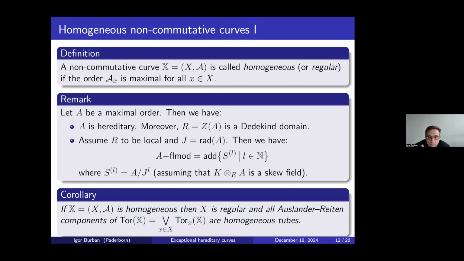So representation theorists have seen tubes many times. So it is a setting. It need not be so in general for arbitrary non-commutative curves, but for homogeneous ones, it's the case. Homogeneous tubes are well known in representation theory. If all tubes are like this, then our curve is homogeneous.